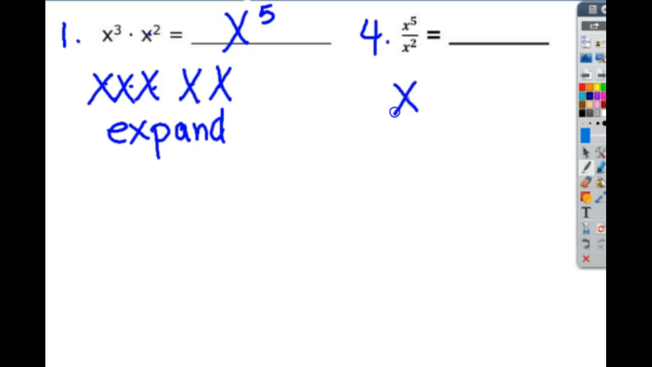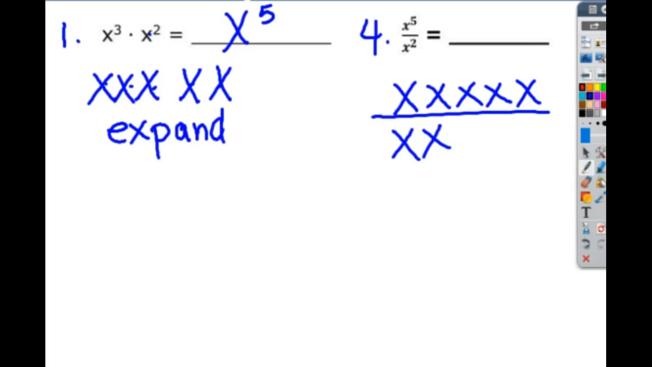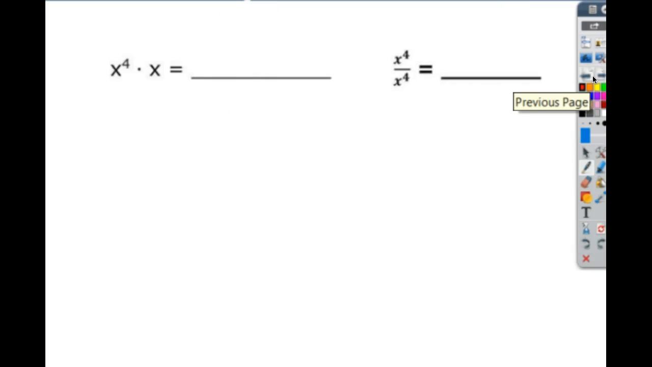X to the 5th power divided by x squared. And then this one cancels and this one cancels. And what's left? 3 x's, otherwise known as x to the third power, not the number 3, but x to the third power. And so this is problem number 2.